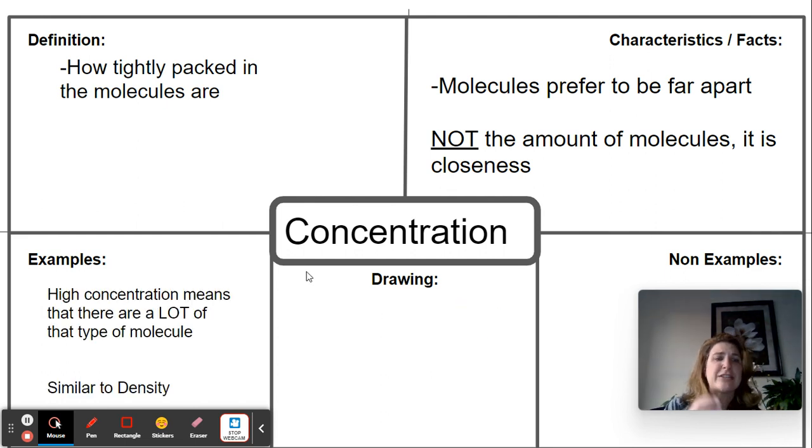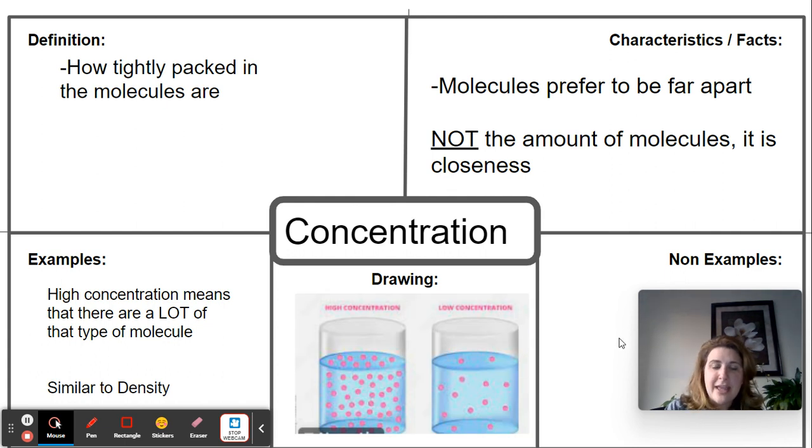High concentration means there's a lot of whatever type of molecule. So if it's a saltwater solution, there's a lot of salt molecules. If it's lemonade, there's a lot of lemon juice and sugar. If it's Kool-Aid, the Kool-Aid sugar. Whatever you're talking about is a lot of that type of molecule. It's kind of like density, but it's in a liquid.